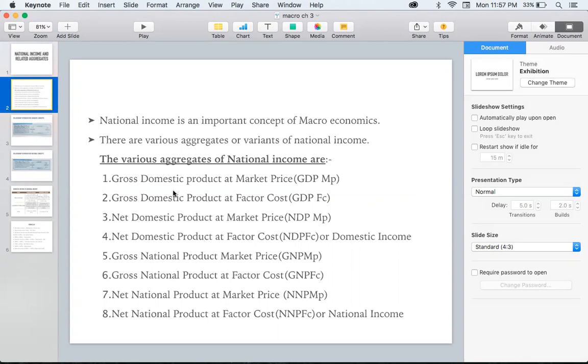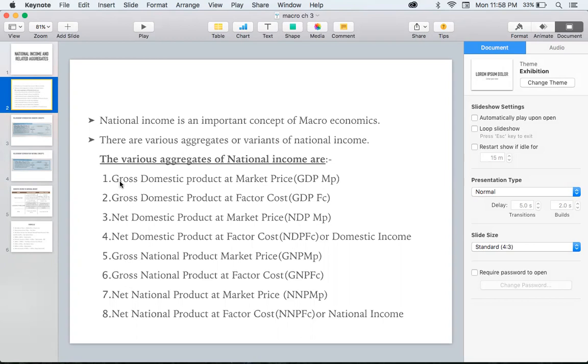First, let me tell you what you mean by gross domestic product at market price, or GDP at MP. You have already learned what GDP at MP is. It refers to the gross market value of all final goods and services produced within the domestic territory of a country during a period of a year. We are calling it GDP at MP.